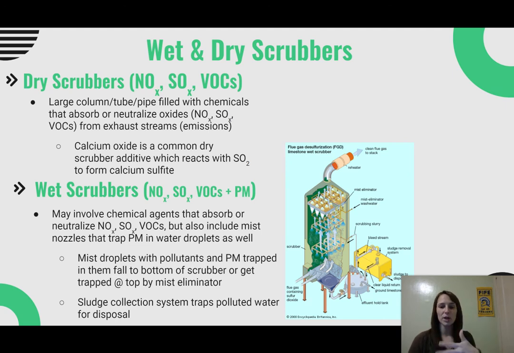And so if you have these wet scrubbers, you can be getting the SOx and the NOx and the VOCs out with the chemicals that are neutralizing it. And then you can also use the water for the particulate matter. So theoretically, the stuff that is going out the flue at the top is going to have either none or way, way decreased levels of all of these air pollutants.